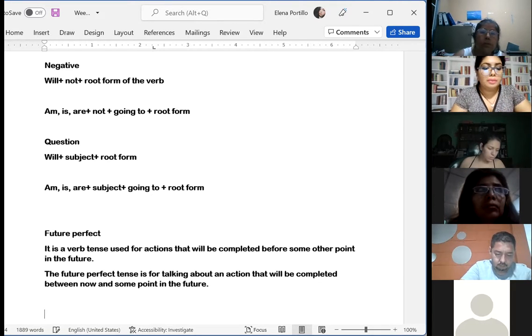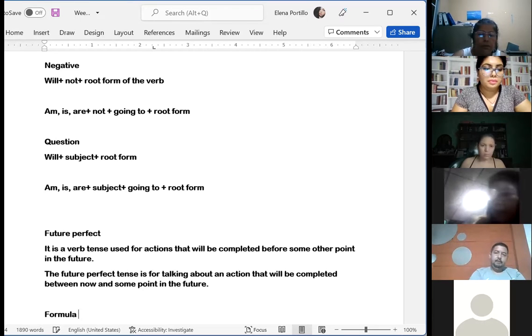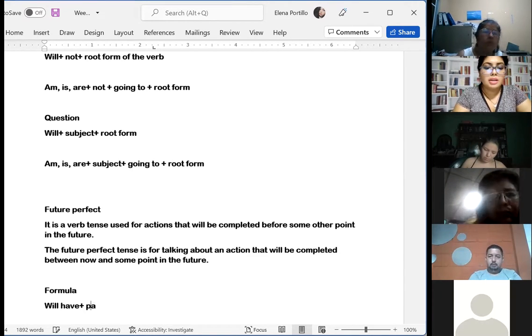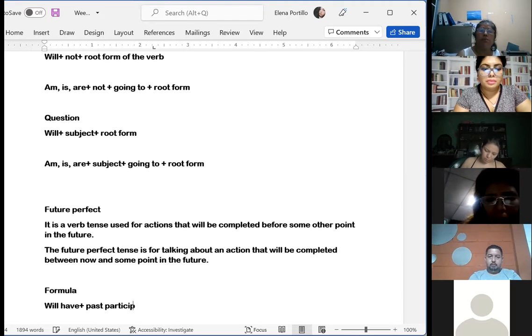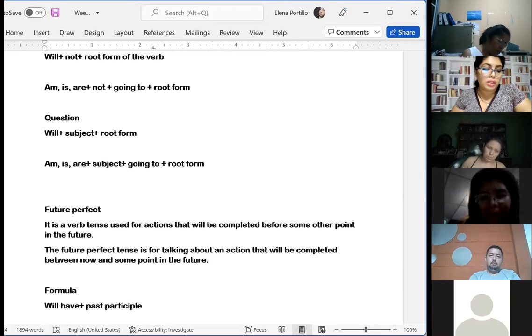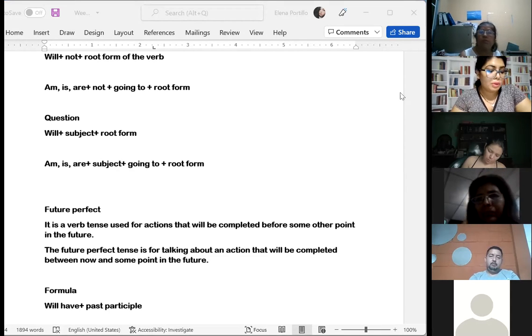So we have the formula. We have will have plus the past participle. In this case, it doesn't matter if the subject of your sentence is singular or plural. The formula doesn't change. In this case, it's also like the other. An example for this future perfect. Yes, I will write one of these examples. So don't worry.